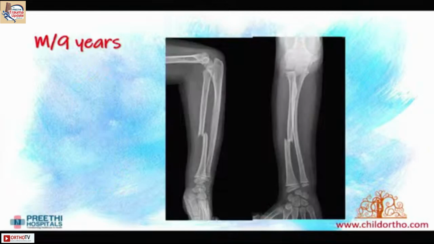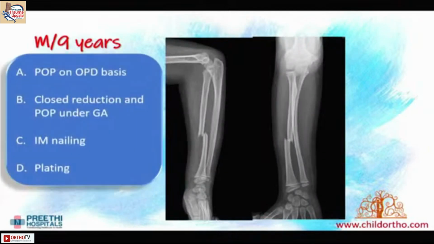So, a 9-year-old, isolated radius injury. What is your choice? Anybody ready to give plaster on OPD basis? No. Close reduction and POP? Isolated bone. Only one person. IM nailing? Okay. And plating because of a single bone fracture?